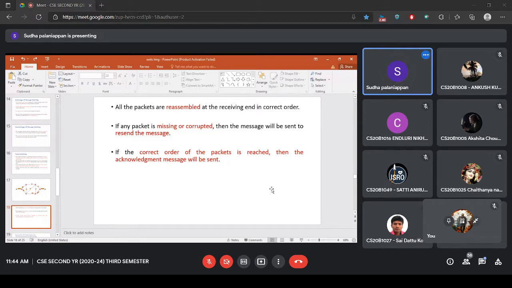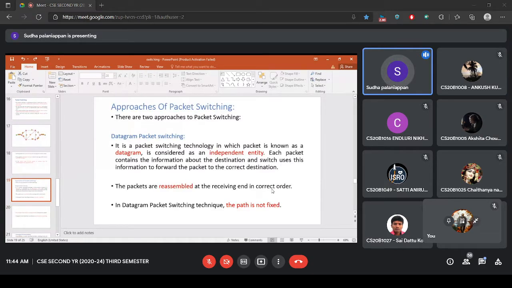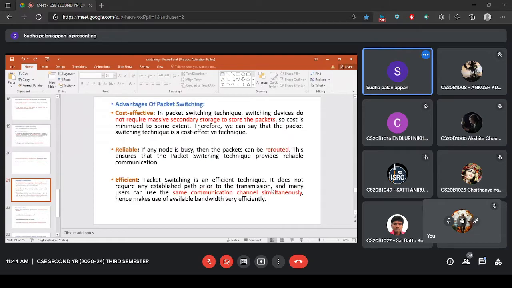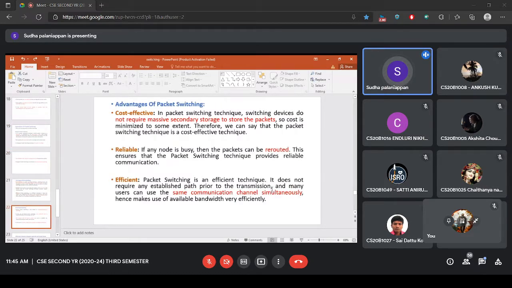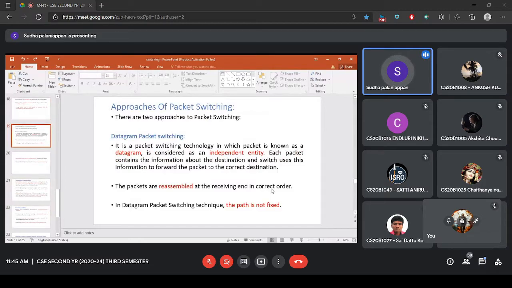This is also used to make sure that the packet has reached the destination. And there are 2 approaches. One is the datagram packet switching approach, and another one is virtual circuit switching. So in the datagram packet approach, let's see what a datagram packet is. This is one kind of packet switching, right?